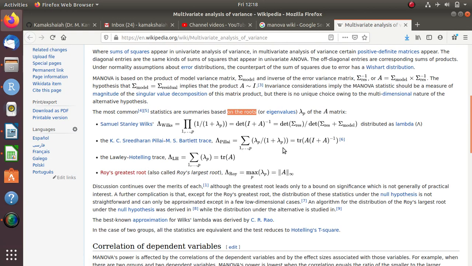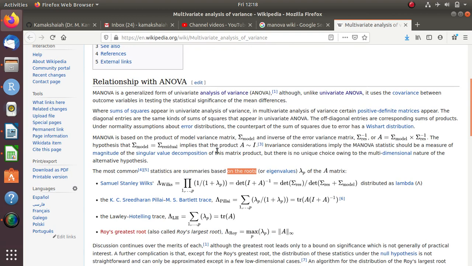I didn't talk much. In MANOVA, there is a hypothesis. The null hypothesis is about sigma, the variance matrix. It is not exactly the variance matrix, it should be the variance-covariance matrix.